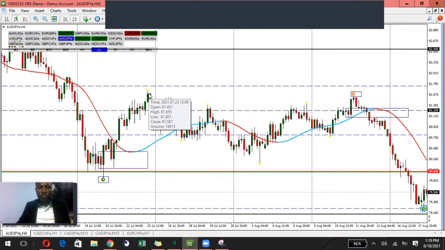So this is a very simple strategy. Notice the key level, then notice your peak formation high or low. Notice your order block, wait for break of structure, then you go for the trend.